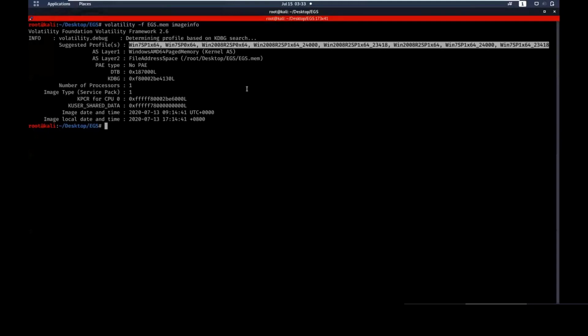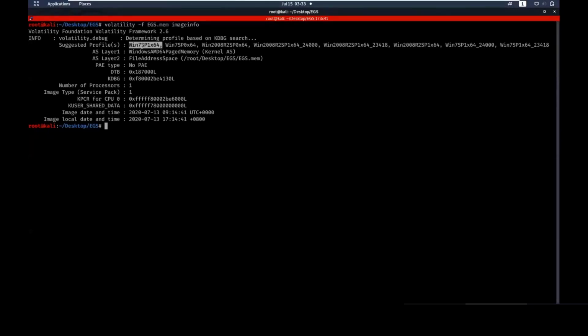So based on my experience, most of the time, the first suggested profile is the correct one. So in case it's not working, we can always go to the second one, which is similar to the first with the additional number. Okay, now we have our profile. The profile is Windows 7 Service Pack 1 and is 64-bit.